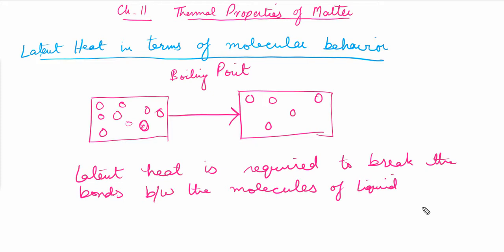Same happens for the melting point. At the melting point, the temperature will remain constant until all the solid converts into liquid. So this is the molecular behavior of the latent heat, and this is how latent heat is utilized in changing the state from solid to liquid and from liquid to gas.